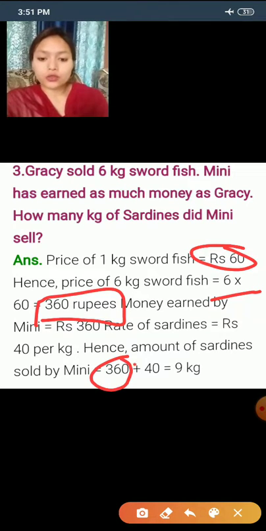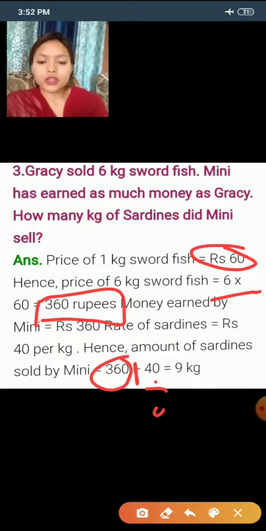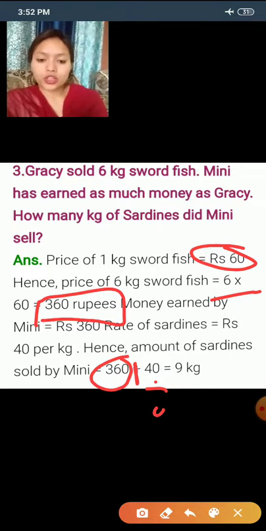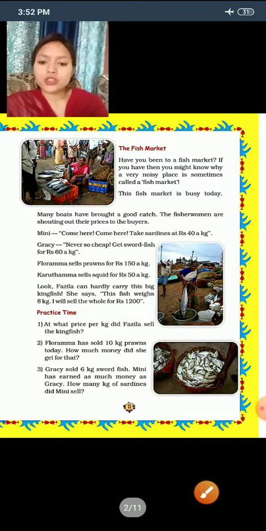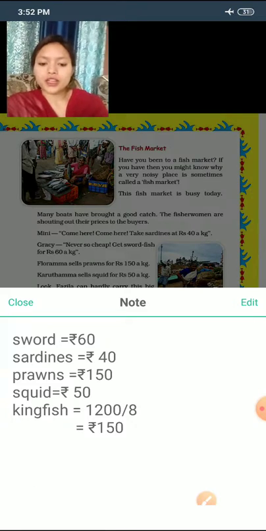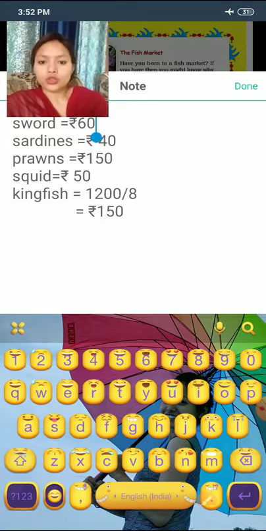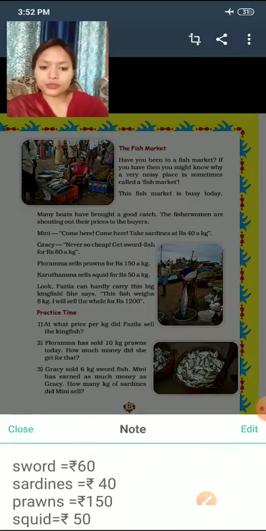Now you have to tell the number of kgs of fish sold by Minnie. So what will you do? You will divide it by 40. When you divide 360 by 40, you will get 9. You know how 40 comes? Because Minnie is selling which type of fish? Just look from here. She is selling sardines, and the cost of sardine is 40. So we have divided that by 40. Okay. Now let's move.